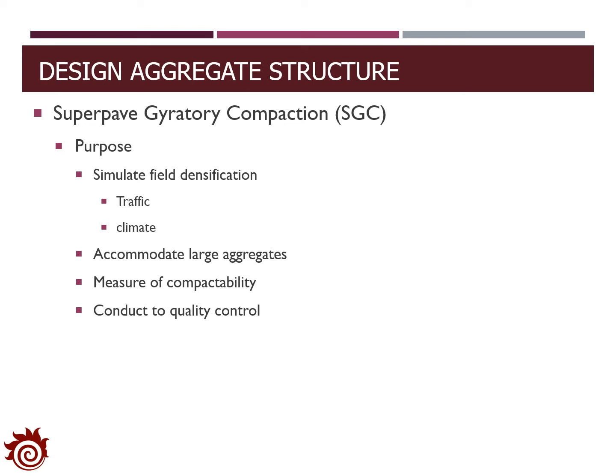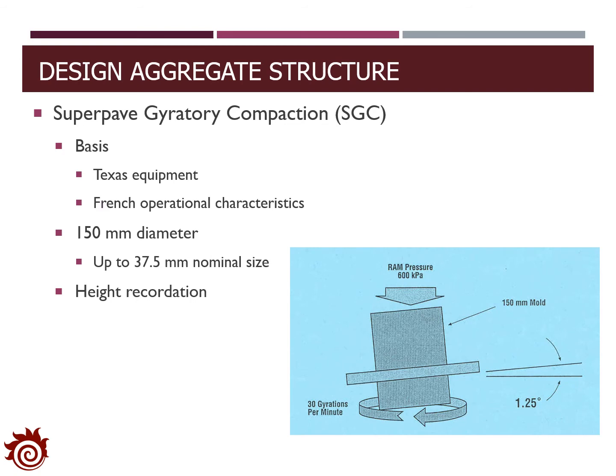In addition, it's able to accommodate large aggregates, measure compatibility of the aggregates, and conduct quality control of the asphalt mixture. The SGC test applies Texas equipment with French operational characteristics. In the test, the machine will use a mold with a diameter of 150 millimeters and is able to compact aggregates with the nominal maximum size up to 37.5 millimeters. Also, it has a height recordation to identify the height of the specimen during the experiment.